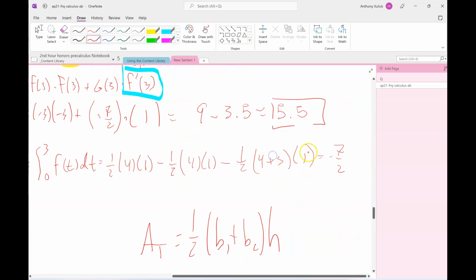So height is 1 and this is 3. Yes, sorry. I just couldn't read my own penmanship, I guess.